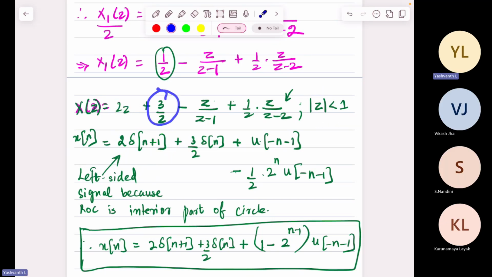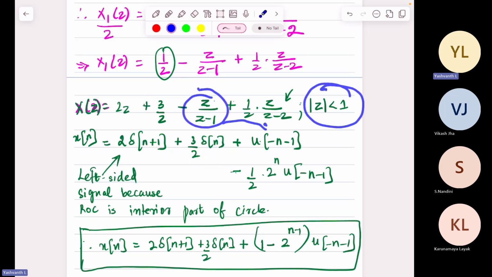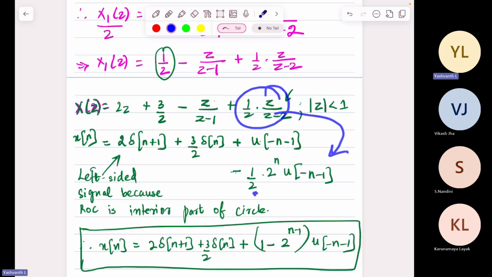Similarly, 3 by 2 is a constant, so it's just 3 by 2 times delta of n, because delta of n has the z transform 1. Recall that, right? Now z by z minus 1 with ROC being an interior part of circle will have the inverse z transform u of minus n minus 1. And the last term will have half into 2 power n into u of minus n minus 1.